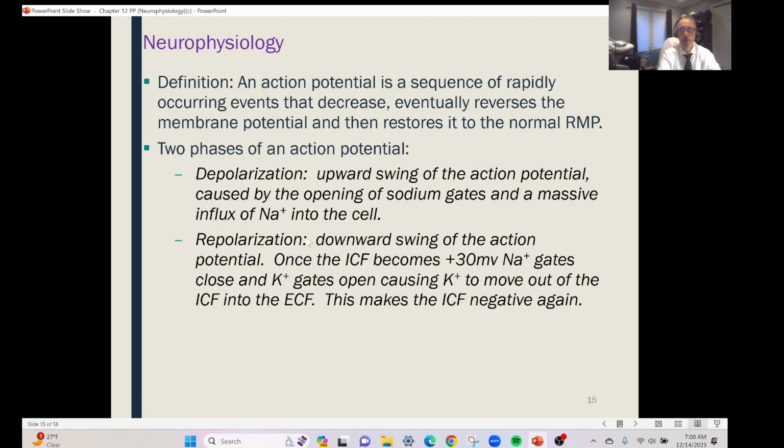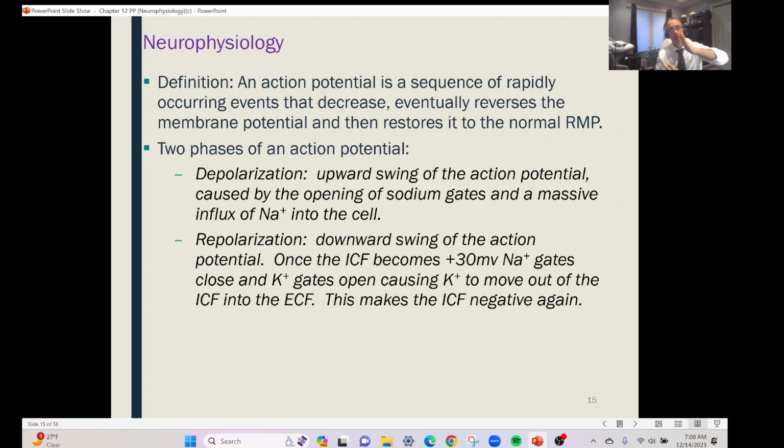Let's go back to the notes now. So these notes are going to explain what we just went over. All right, so depolarization is that upward swing of the action potential. Again, it's caused by the opening of the sodium gate. So once we reach threshold, the sodium gates open up in mass. And like I said, tens of thousands of sodium ions flood the inside of the cell.